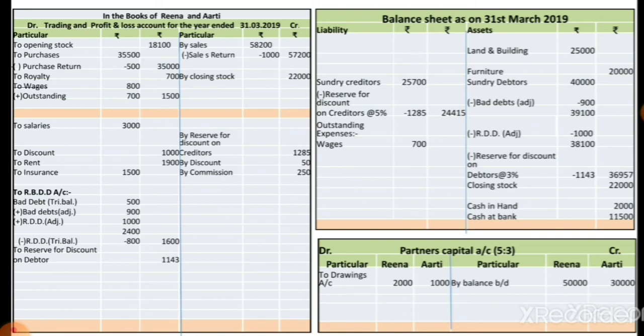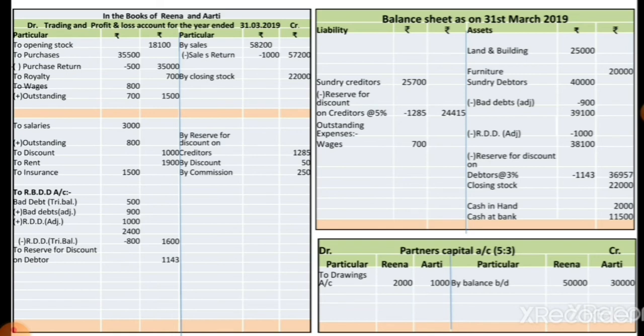The second effect of this is recorded on the balance sheet liability side. Outstanding expenses, unpaid expenses, it is a liability, it is a current liability, that's why it is recorded on the liability side. So outstanding expenses, wages, in the inner column we recorded, because another expenditure is also there which is also unpaid or outstanding.